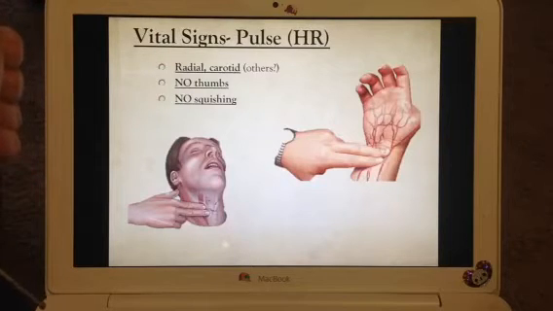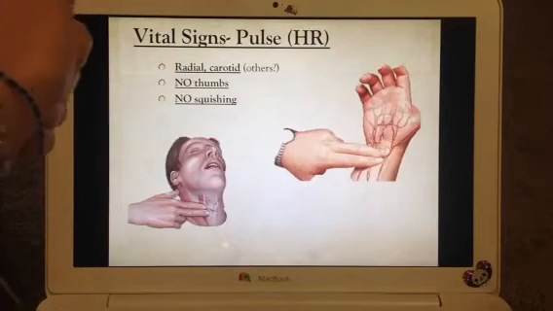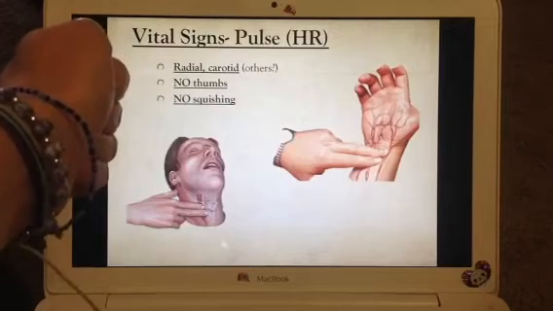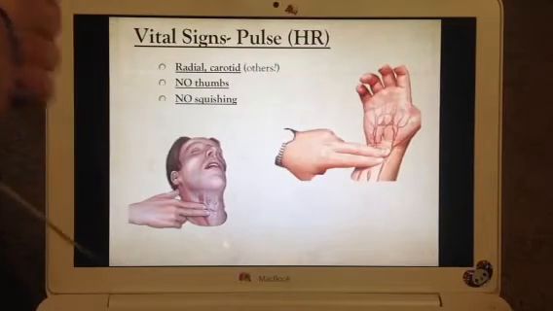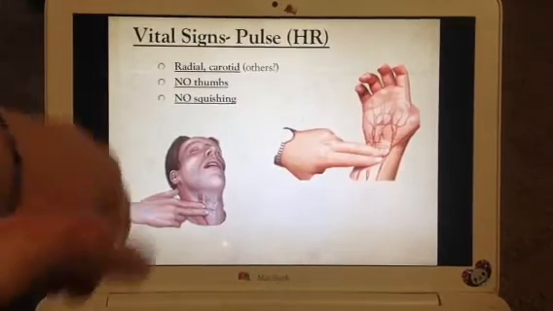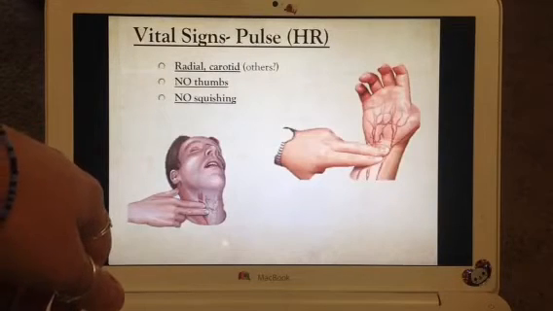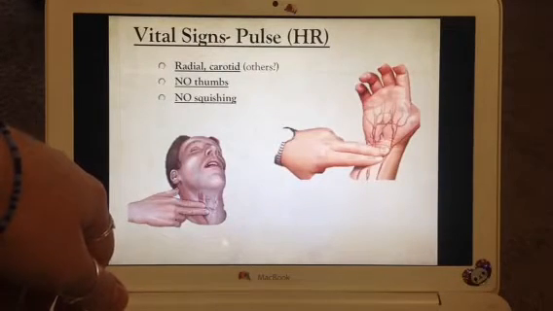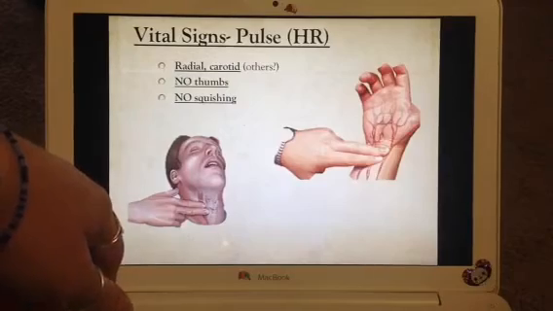right? We take pulses in arteries because why? Arteries are high pressure systems, right? So they have higher blood flow, so it's easier to feel. You'd have to really dig down there to be able to feel the pulse in somebody's vein. And even then it's not going to be very strong because it's a lower pressure system, right?